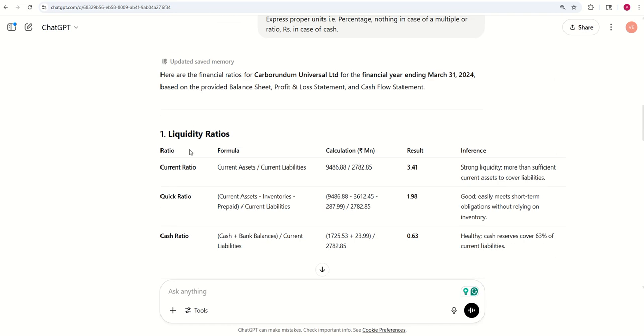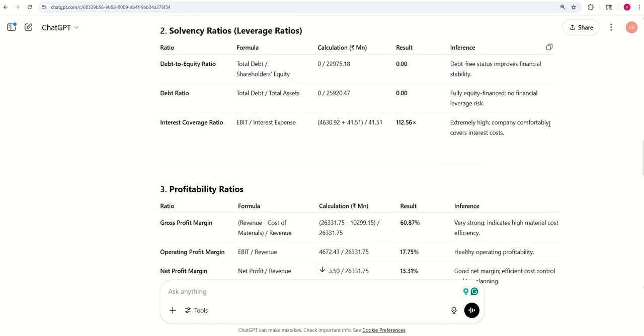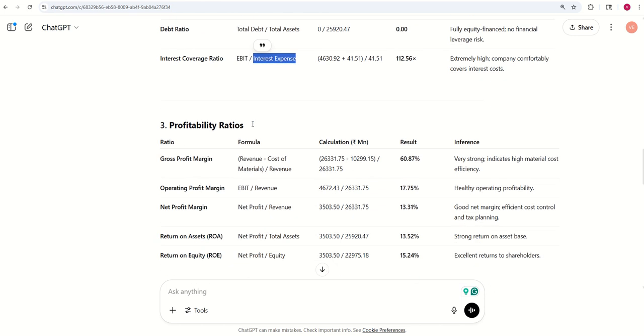First come the liquidity ratios. Each of these lines will have some inferences, like what does cash ratio mean? It holds around 63% of current liabilities as cash. Then solvency ratios: debt ratio, interest coverage ratio. The interest coverage ratio is extremely high. The company comfortably covers interest cost. So extremely high is not a flag here; it means the interest is very low. The denominator is very low, which is why the number appears to be large.